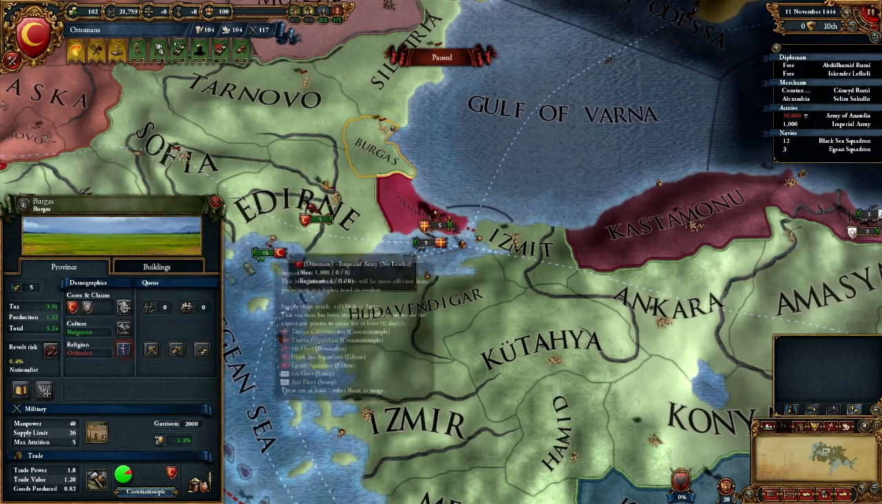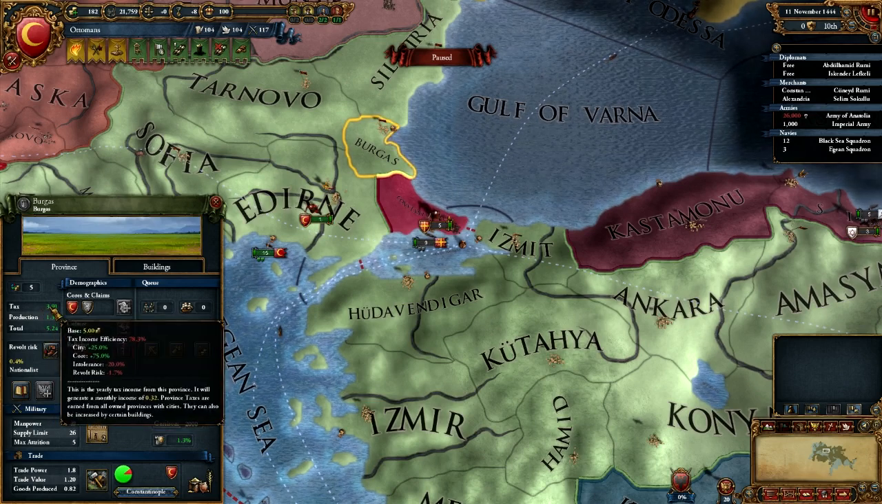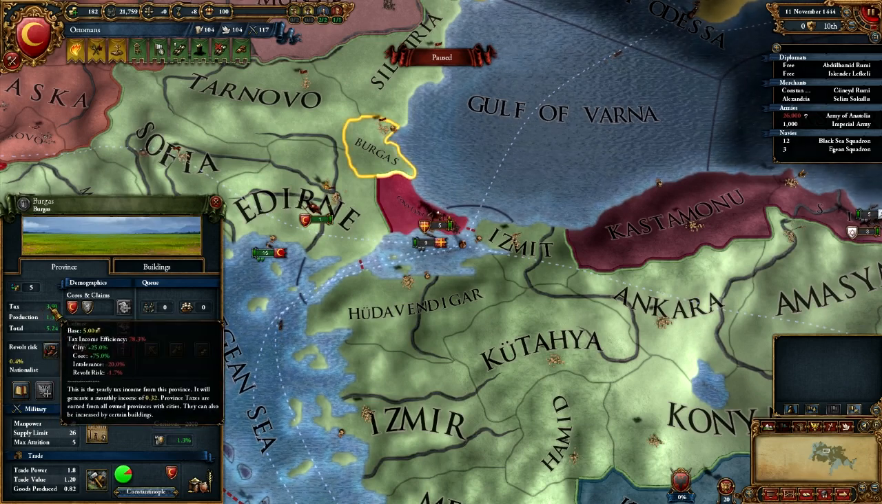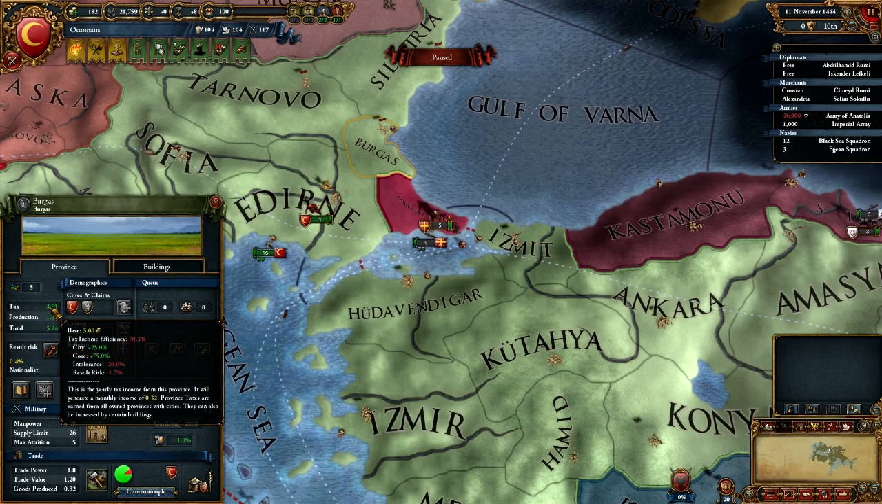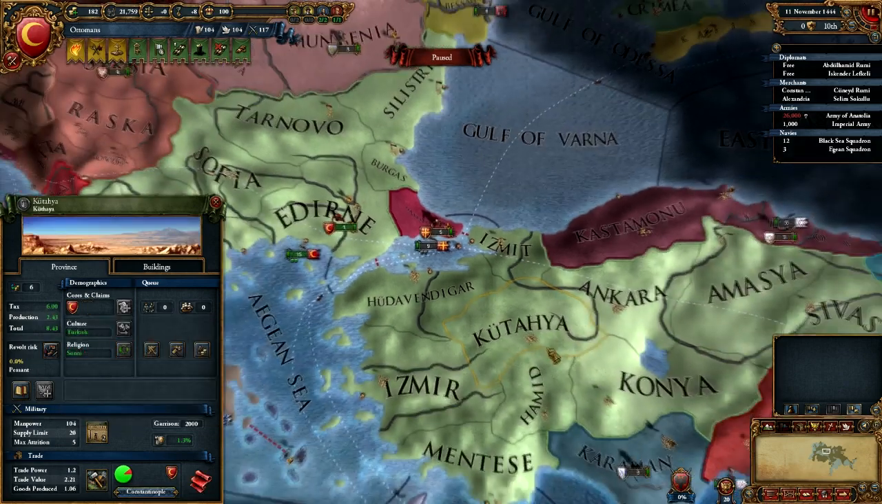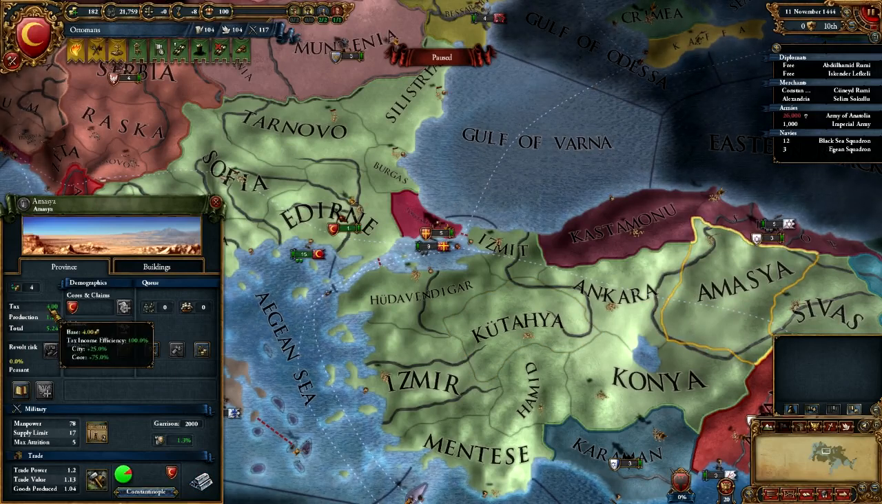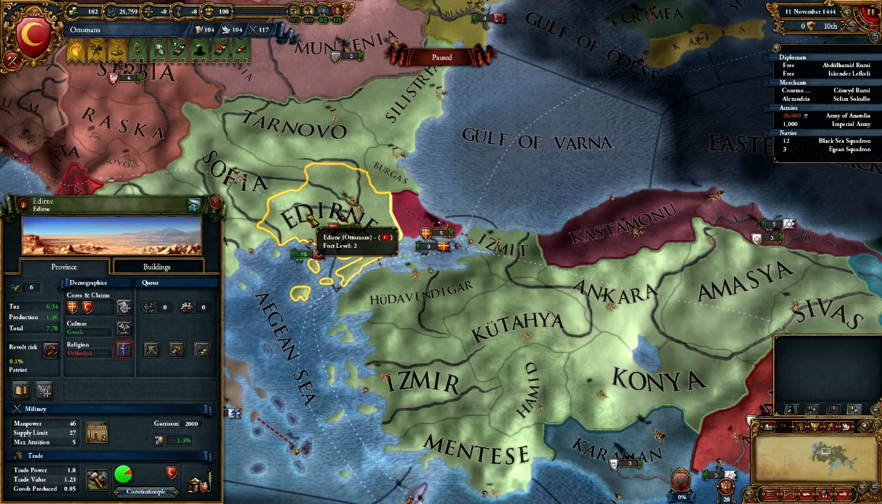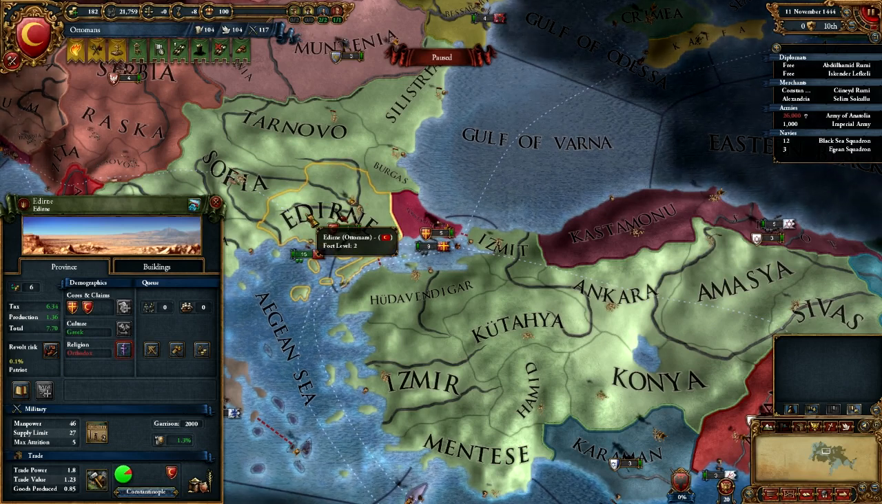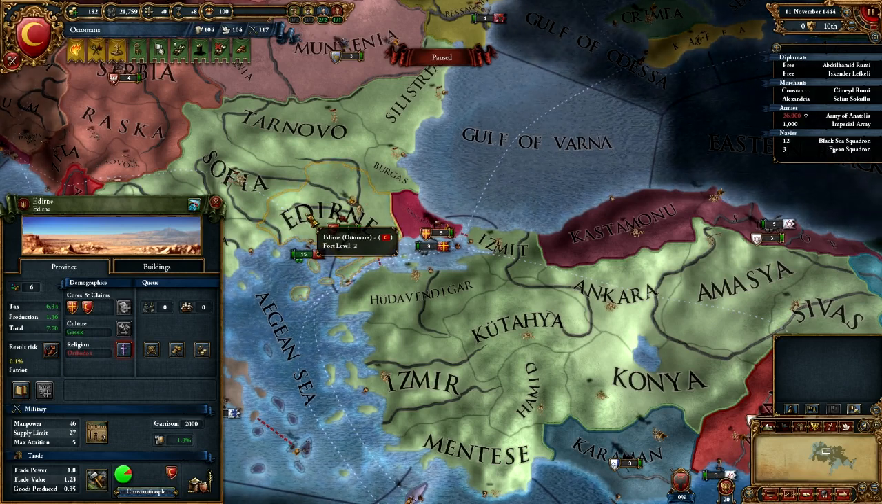On the other hand, Burgas here only has a base tax of 5, but also has problems with income tax efficiency, which we'll look at in just a moment. But suffice to say, every province has a base tax which then has modifiers stacked on top of it. These modifiers can be affected using different buildings and different circumstances.